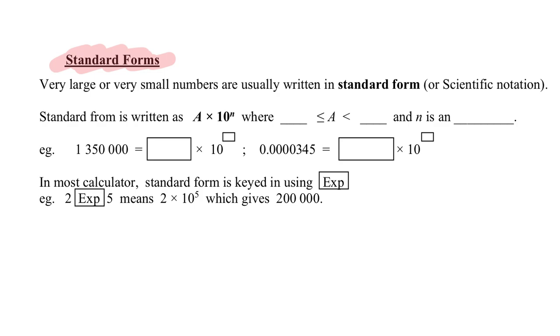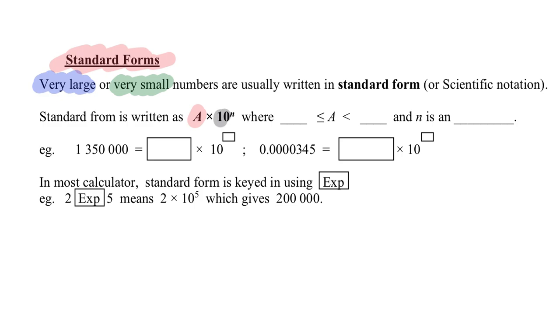Standard form is a way that we write very large numbers or very small numbers, so that we do not need to write so many digits, and it is written in this form: a times 10 to the power of some number.